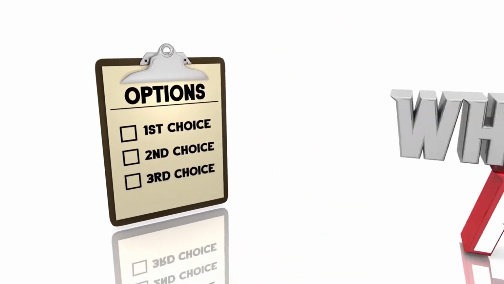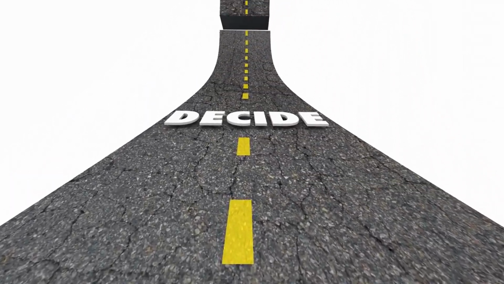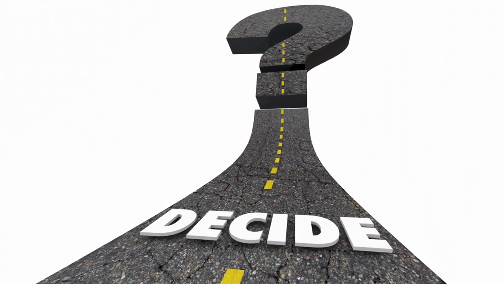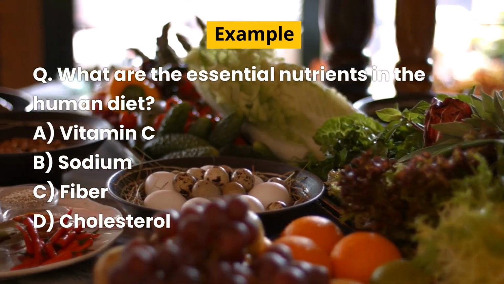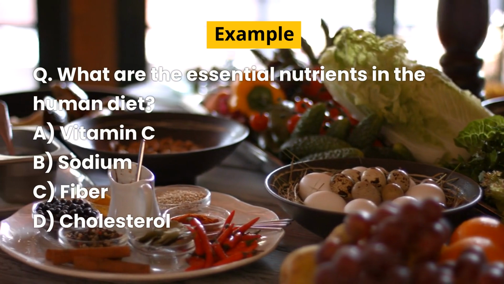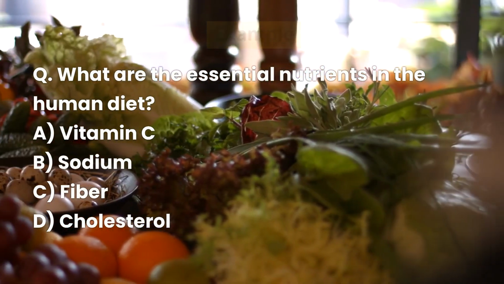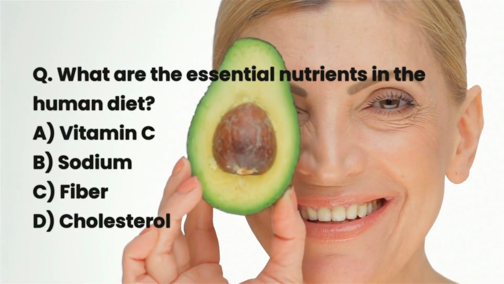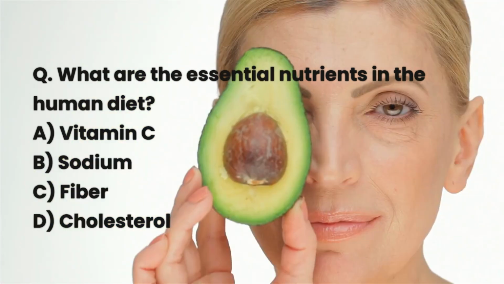Prioritize options. It's essential to prioritize the most relevant and accurate choices to maximize your score. Consider the significance of each option in relation to the question and prioritize selecting those that are most relevant or crucial. Example: for a question about essential nutrients in the human diet, the options are A. Vitamin C, B. Sodium, C. Fiber, D. Cholesterol. Recognize that vitamins and fiber are essential nutrients, whereas sodium and cholesterol are not, guiding you to prioritize selecting options A and C.